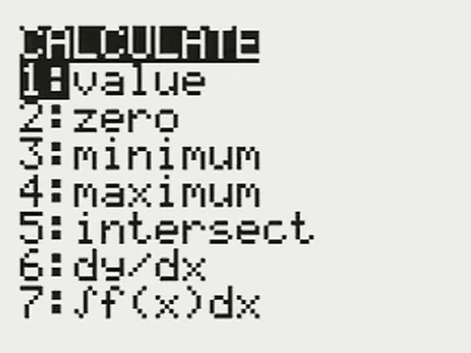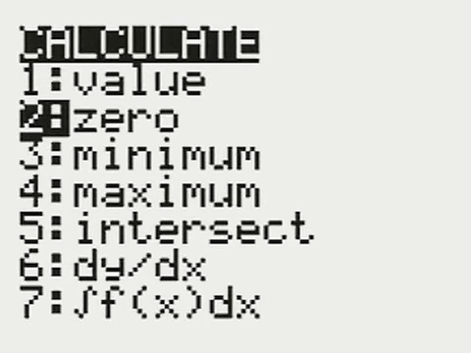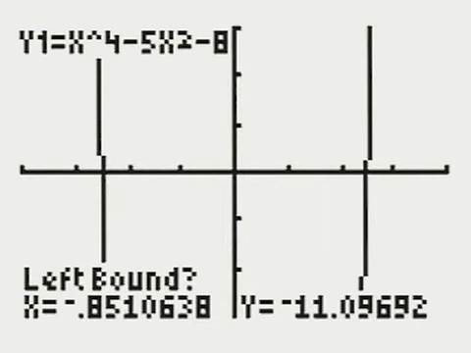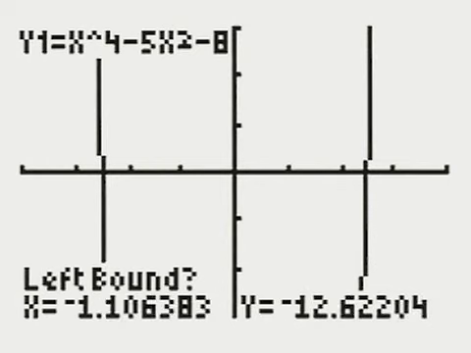To find these solutions, we're going to go to our calc menu. We're looking for where y is equal to 0, so we pick option number 2, which is zero. We're asked the question left bound. We're going to find the first solution that's over here to the left. Now we don't see our cursor right away, so we need to pay attention to the coordinates that are given at the bottom of the screen. We'll just keep scrolling to the left.